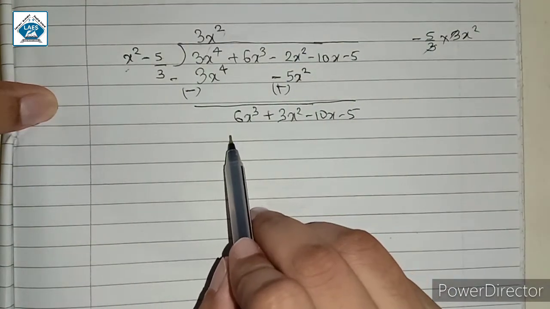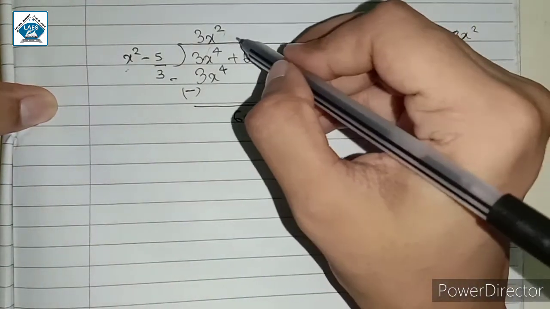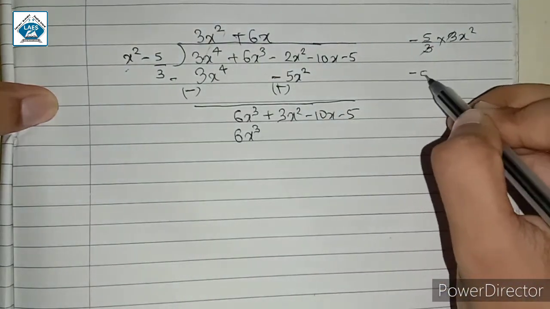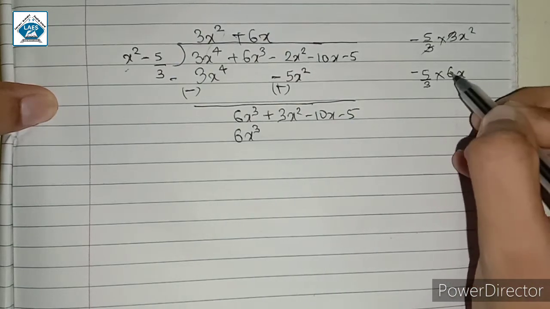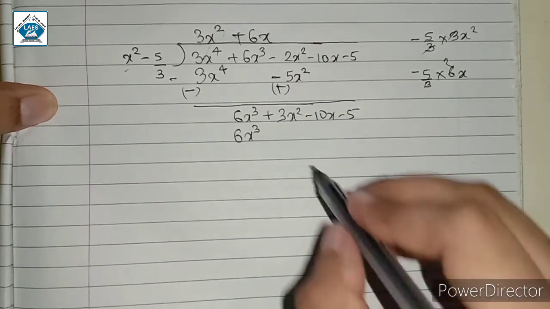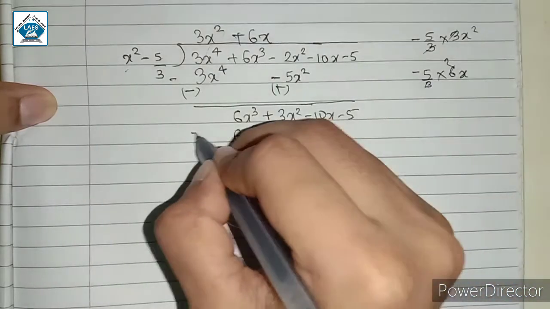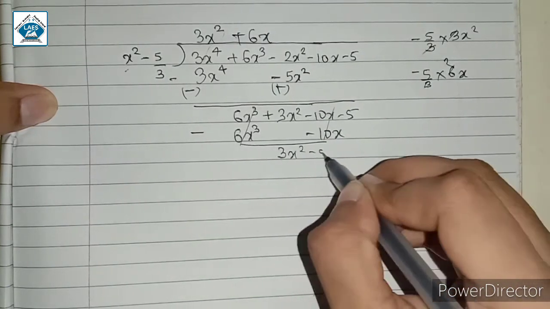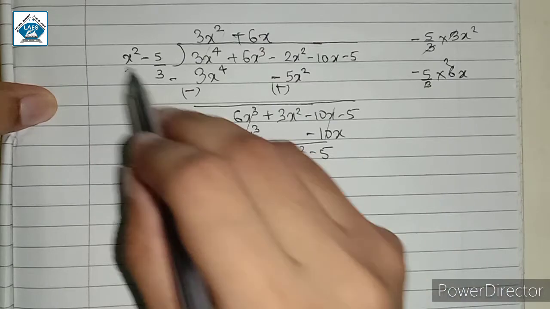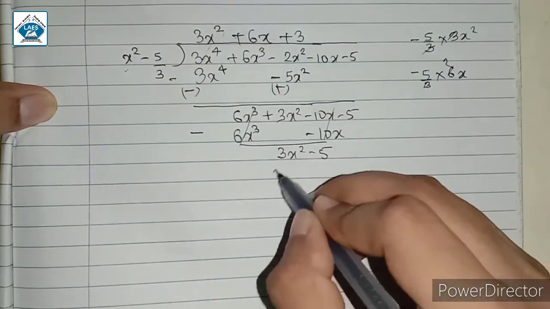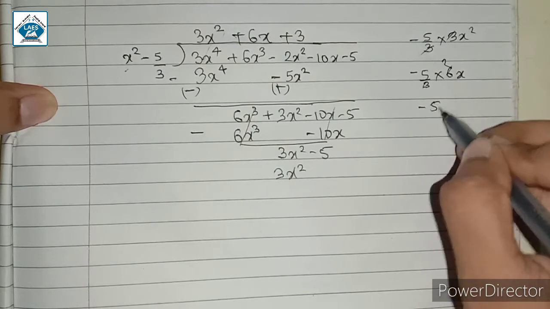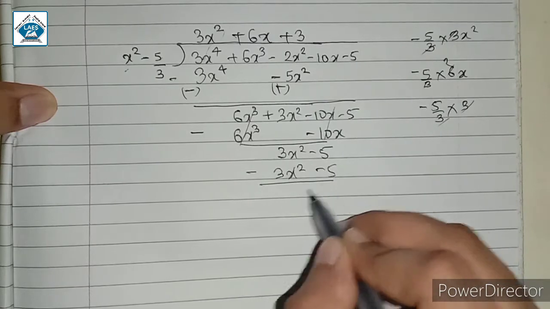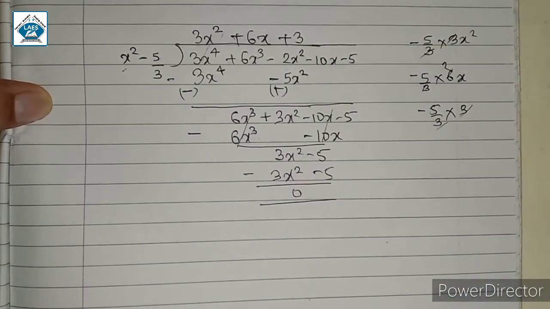Next, for the second term of the quotient, we have 6x cube divided by x square. Then we have plus 6x. So here it is 6x cube, and again multiplying minus 5 by 3 into 6x, we have minus 10x. Again on subtracting, these terms will get cancelled. We have 3x square minus 5. So on dividing 3x square by x square, we get plus 3. So 3x square, and when we multiply minus 5 by 3 we get minus 5. Again when we subtract, these two get cancelled and the remainder is 0.